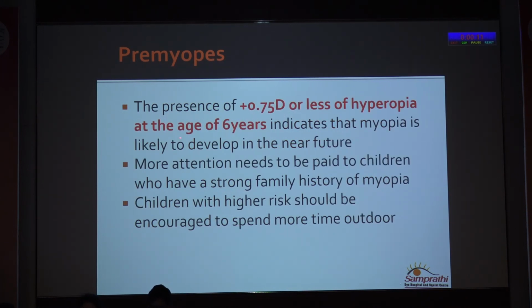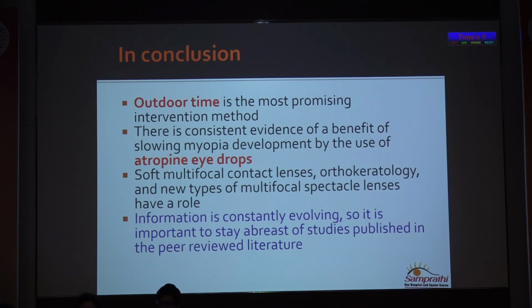So a word about the pre-myopes. This is very important because we have to focus our attention on these children. The presence of 0.75 diopter or less of hypermetropia at the age of 6 years indicates that this child is more likely to develop myopia. Hence we have to give a lot of importance to these children, especially if there is a family history of myopia, parents or siblings having myopia. Such children, we should encourage them to spend more outdoor time and try to restrict the myopia.